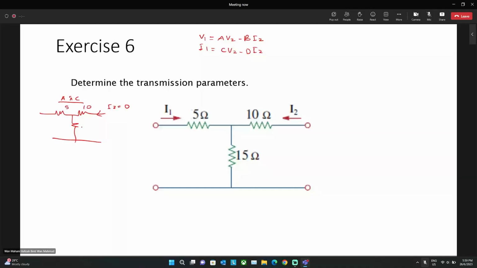5, 10 and 15, right? And at the front you connect, usually when we open circuit, voltage V1, I1. And this is V2. So A equals V1 over V2. Let's keep V1 because it is the source, and find V2 in terms of V1. Since this is open circuit, there is no voltage drop across the 10, so this is also V2.